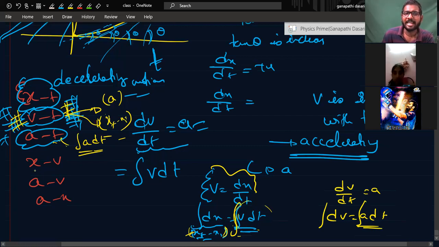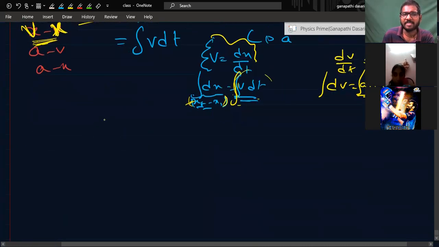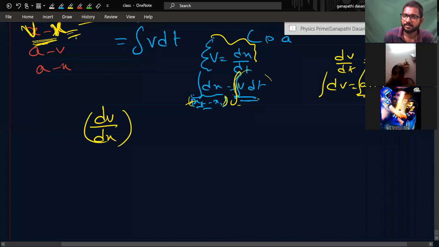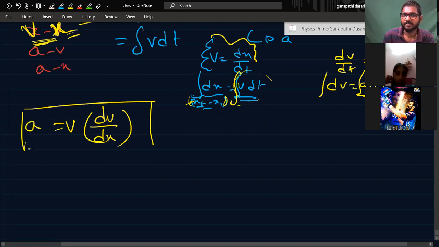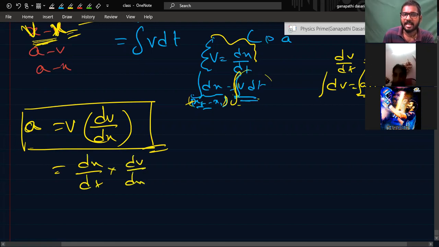Similarly, XV or VX graph. Why VX graph is important? dV by dx will give you what? dV by dx is actually the slope of this graph or not? Yes, sir. So if you multiply with the velocity, v dV by dx is what? Acceleration. I taught you. dx by dt into dV by dx, dx cancel, dV by dt we get. Chain rule. So these are the graphs you will touch.